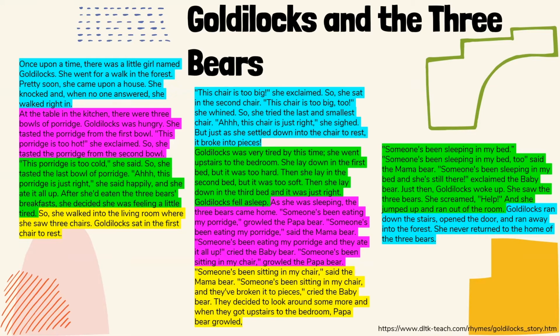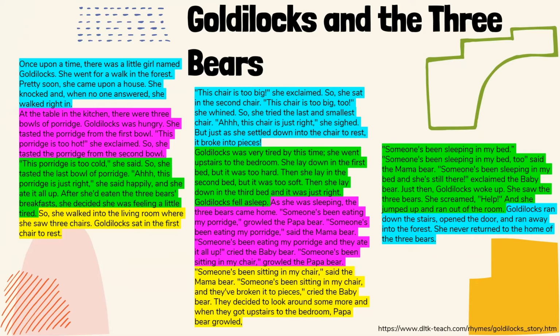Goldilocks was very tired by this time. She went upstairs to the bedroom. She lay down in the first bed, but it was too hard. Then she lay down in the second bed, but it was too soft. Then she lay down in the third bed, and it was just right. Goldilocks fell asleep. As she was sleeping, the 3 Bears came home. "Someone's been eating my porridge," growled the Papa Bear. "Someone's been eating my porridge," said the Mama Bear. "Someone's been eating my porridge and they ate it all up," cried the Baby Bear.